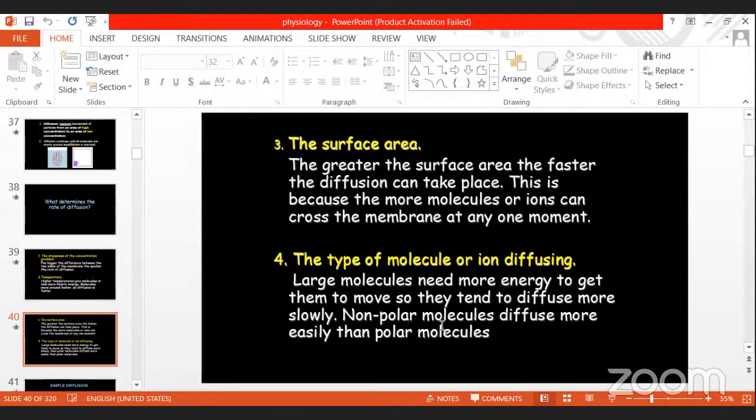And the type of molecule or ion diffusing. Large molecules need more energy. The shape of the molecule is also important. Circular molecules will diffuse easily compared to linear ones. If a substance is linear in shape, it will diffuse slowly, but if it is circular in shape, it will move faster. Non-polar molecules diffuse more easily than polar molecules.